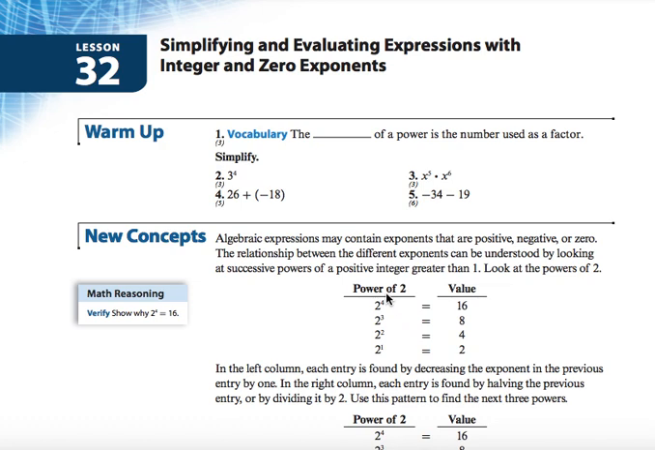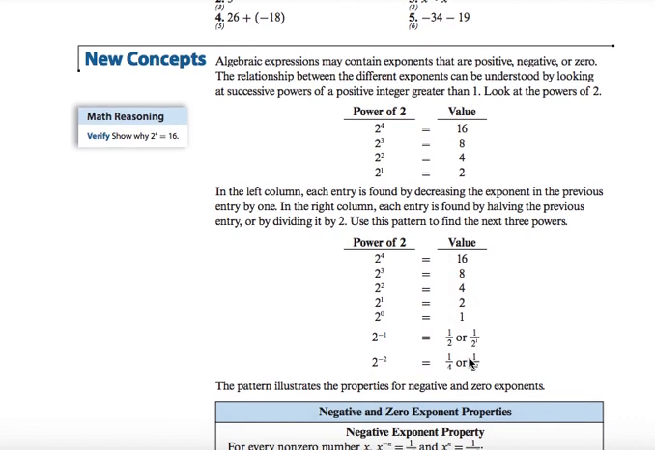You'll notice that as you're going down in power, the value is actually cut in half. In the left column, each entry is found by decreasing the exponent in the previous entry by 1, so from 4 to 3 to 2 to 1. In the right column, each entry is found by halving the previous entry, or dividing it by 2, just how it happens to be the pattern. Use this pattern to find the next three powers.